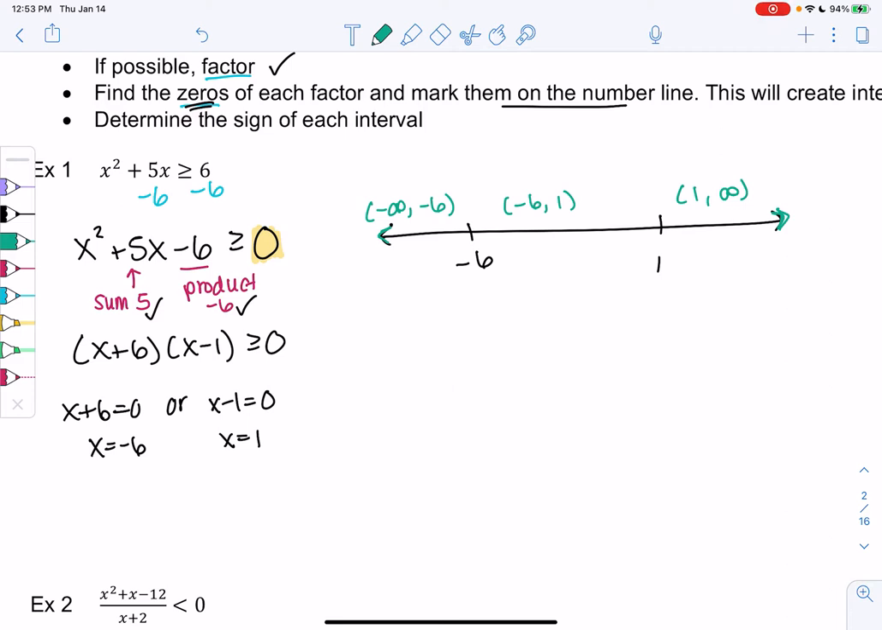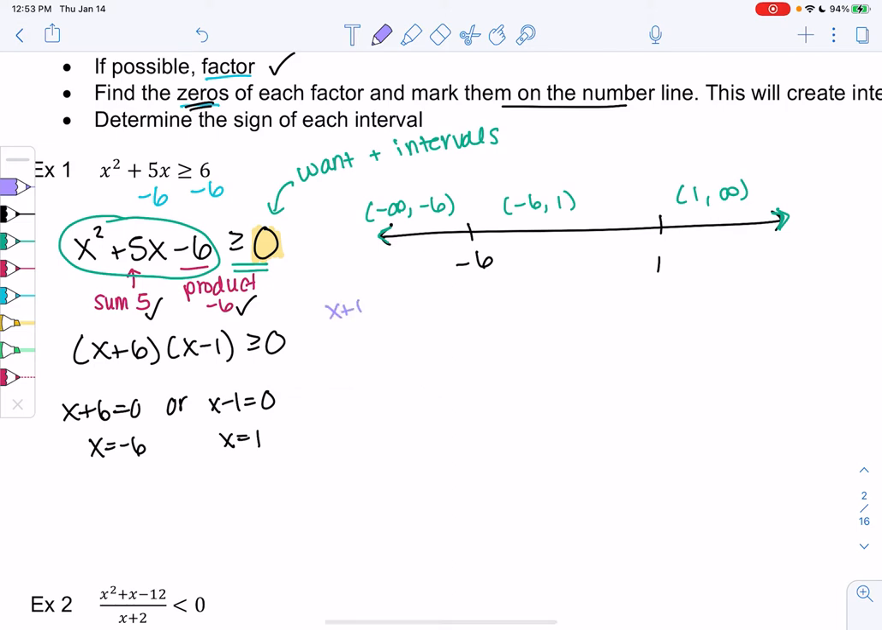And now the final step is probably very new to us. We're going to determine the sign of each interval. And the sign is going to tell us when this statement, x squared plus 5x minus 6, is positive and when it's negative. And since we're doing greater than or equal to 0, that means we want the positive intervals. So I like to make a table. I like to plug into each factor and then combine them. So my factors were x plus 6, x minus 1, and then the entire statement. And we're going to find out, are we getting positive or negative numbers?